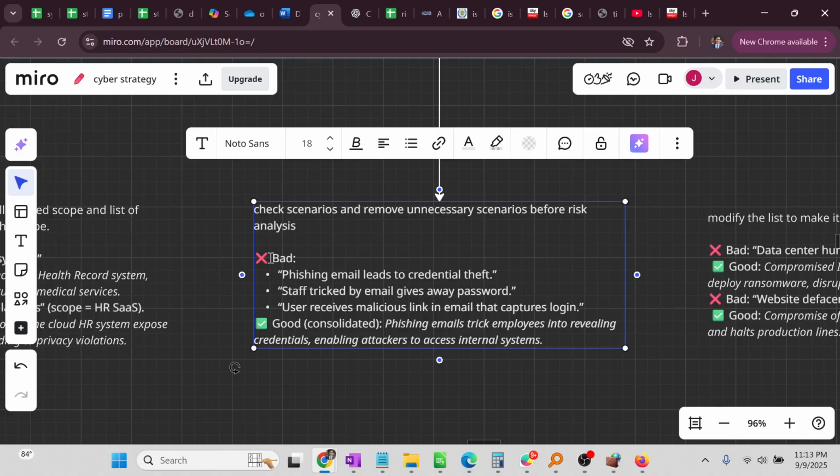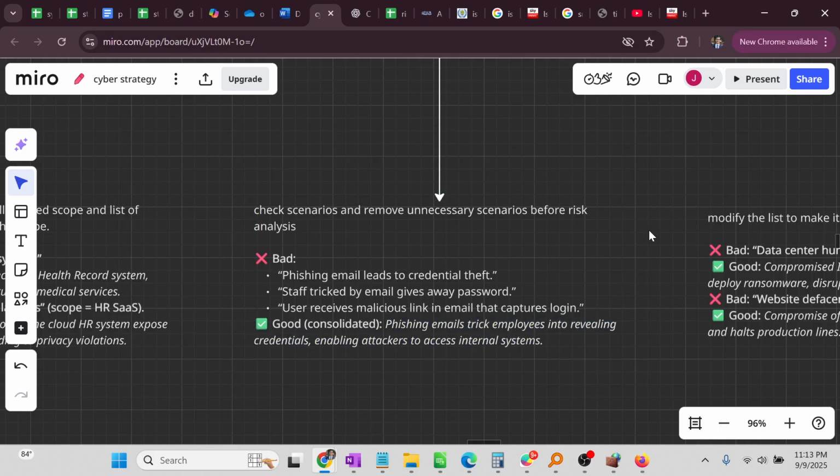So that's all. For example, phishing email, this is the same thing. And instead of focusing on this, you're saying phishing emails trick employees into revealing credentials, enabling threat actors, attackers, to access internal systems. So that's how you do it. All right.